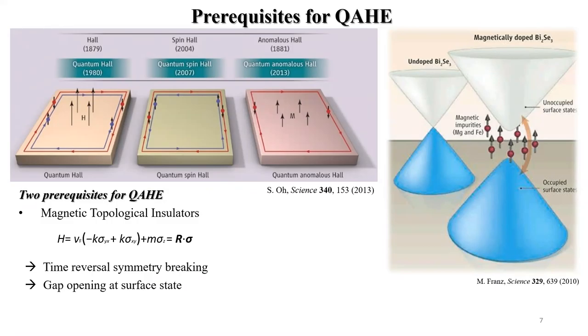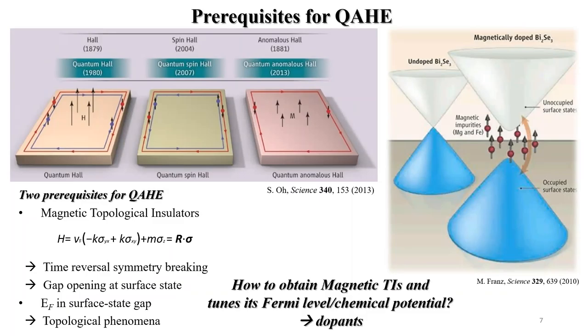We not only need the magnetism inside our topological insulator, we also need another important ingredient: the Fermi level must be tuned into the surface state gap. If you did not tune the Fermi level or chemical potential into this gap, let's say you are somewhere in the high conduction band, then what you measure in your system is predominated by the bulk conduction band.